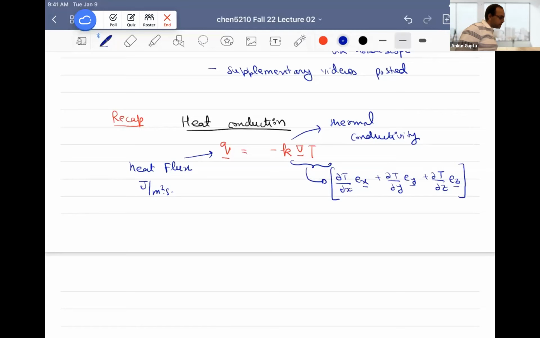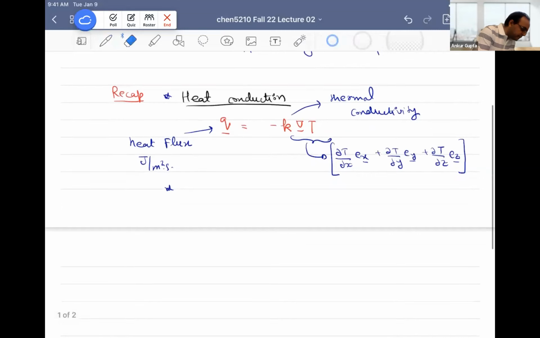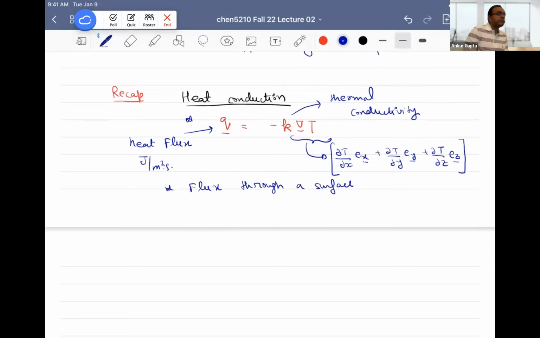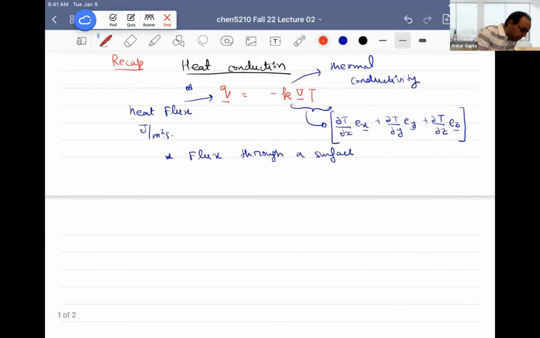Then the second thing we discussed was how to calculate flux on a surface, right? So flux through a surface. We know the total flux, but what if I'm interested in finding flux through a specific surface rather than a general flux value? And that's what we defined as Qn n cap.